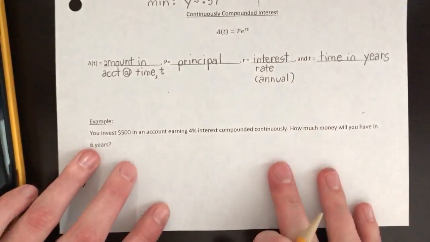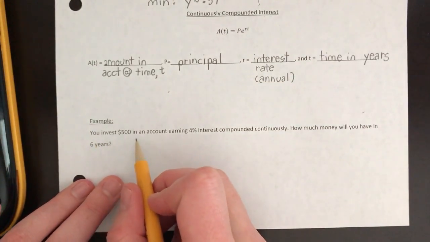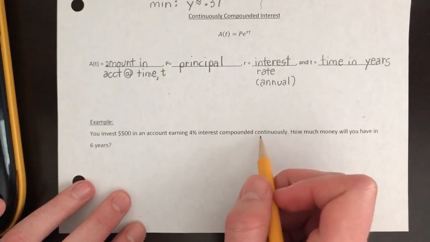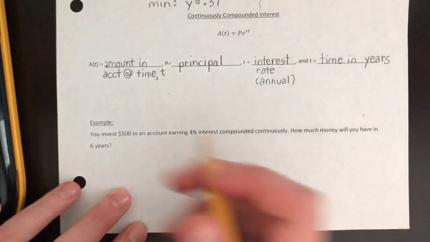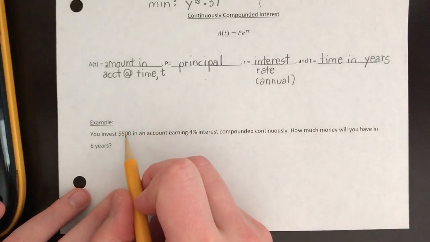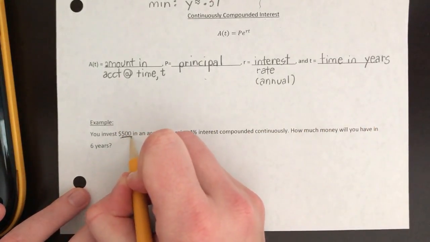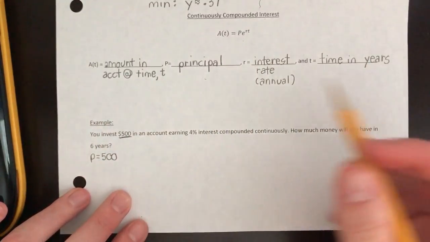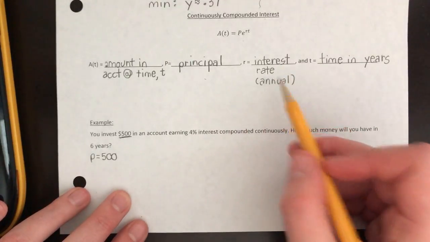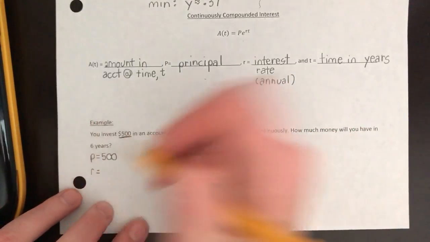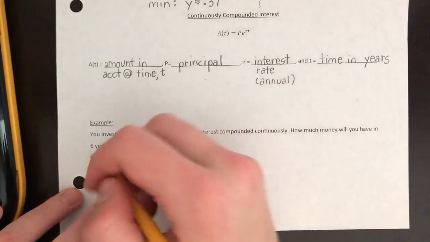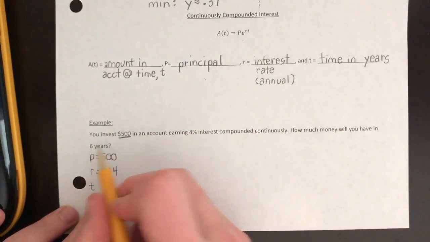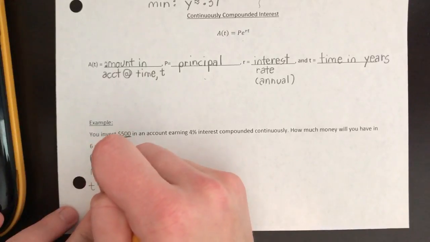For example, if you invest $500 in an account earning 4% interest compounded continuously, how much money will you have in 6 years? So I invest $500. That's my principal. That's what I start with. So P equals 500. E stays e. My 4%, that's my interest rate. But remember, to make the percent a rate, I move the decimal over twice, so it's going to be 0.04. My t is time in years. Well, I've got 6 years.